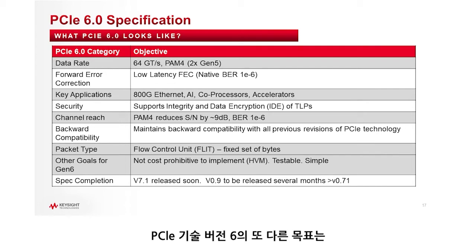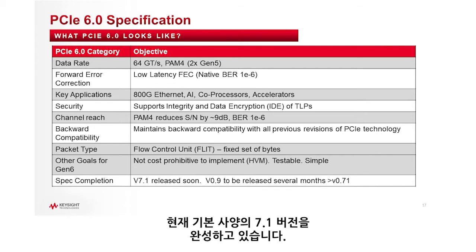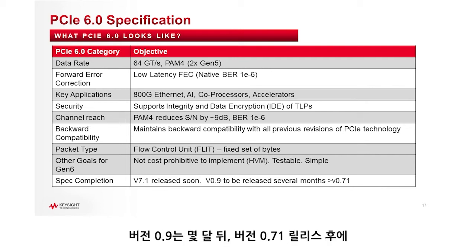Other goals that we had for PCI Express technology version 6 is that we wanted it to support high volume manufacturing. So we didn't want it to be too costly to implement. We wanted it to be testable. We wanted it to be simple. So we're working on completing now the 0.7.1 version of the base spec, and version 0.9 should be released in several months after the release of version 0.71.